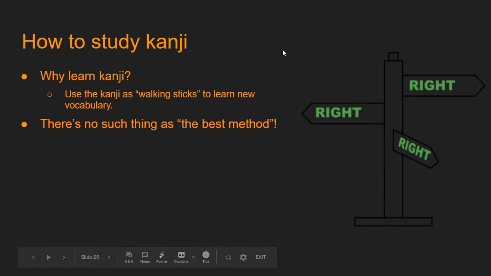How to study kanji? You don't need to learn kanji in order to speak Japanese fluently, but it's important to learn it for several reasons, because if you don't learn it, you won't be able to read any materials in the language. And the greatest part about learning kanji is that once you've learned it, you can use them as walking sticks to learn new vocabulary.